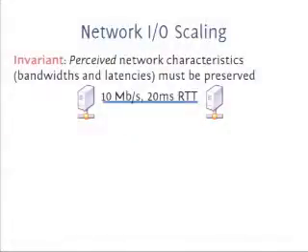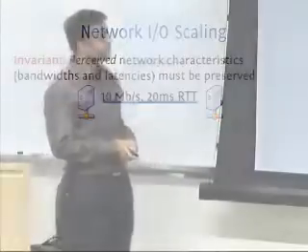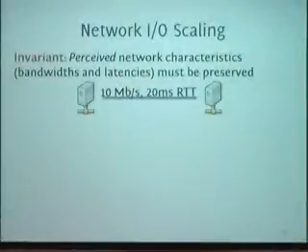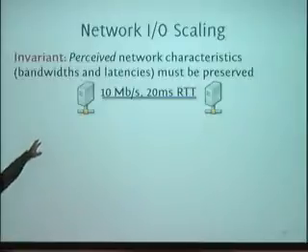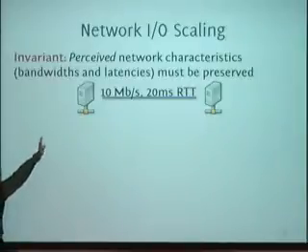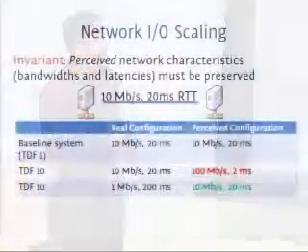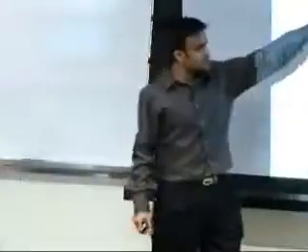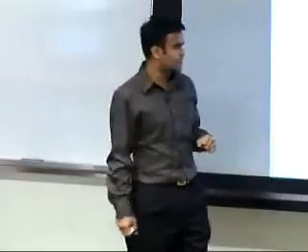Let's start with a simple example here. Here I have a single link, which is running at 10 megabits per second and 20 milliseconds of round trip time. And these endpoints might be running under time dilation. The invariant that we want to preserve in this case is that as perceived by these endpoints, the link should have the same network characteristics all the time. So in the baseline system, which is equivalent to having a time dilation factor of 1, the real and the perceived configuration are exactly identical.